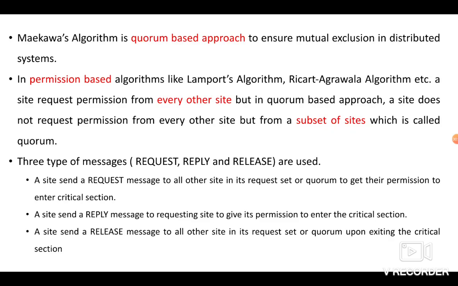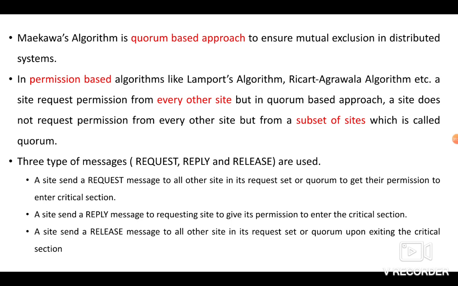What is Maekawa's algorithm? Already we have discussed two approaches, the token based approach and the permission based approach. What is the token based approach? If a site wants to enter the critical section, it requires a unique token. What is the permission based algorithm? If a site wants to enter the critical section, it needs to get permission from all the other sites. Maekawa's voting algorithm is a quorum based approach. It is used to ensure mutual exclusion in a distributed system.